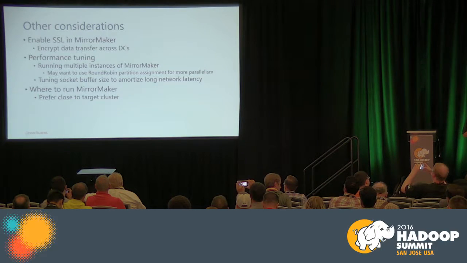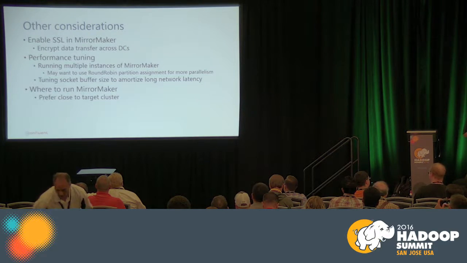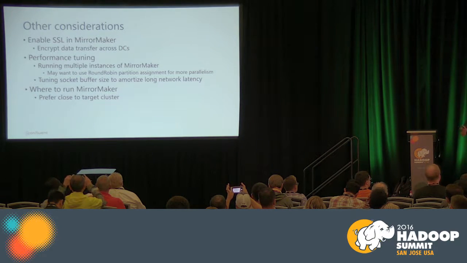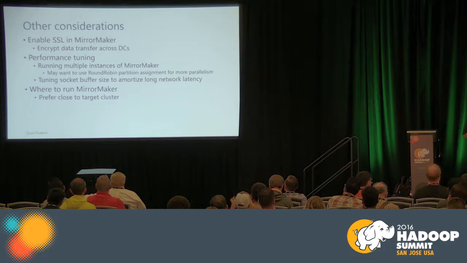Okay, so there are some other considerations when you set up this mirroring pipeline. One of the things you may want to think through is to enable the security features in Mirror Maker. One of the things we support in security is SSL. If you set this up in Mirror Maker, it can encrypt all the data transfer across the mirroring, which can be useful especially if the data centers are far away from each other, so that you have to go through a public network.